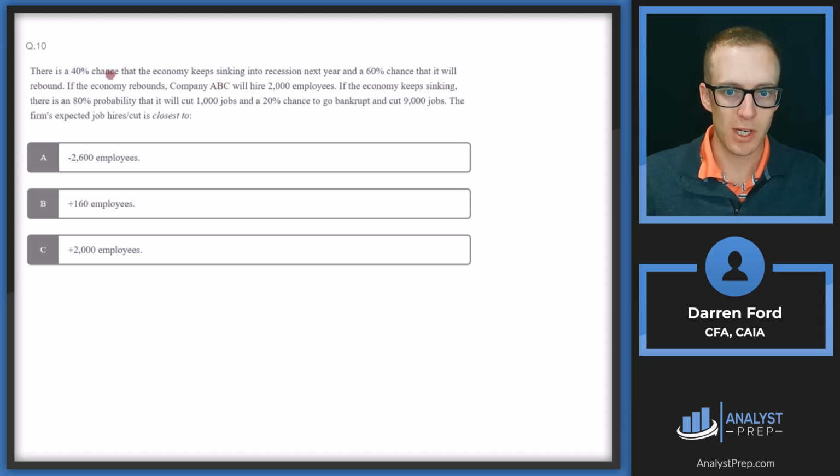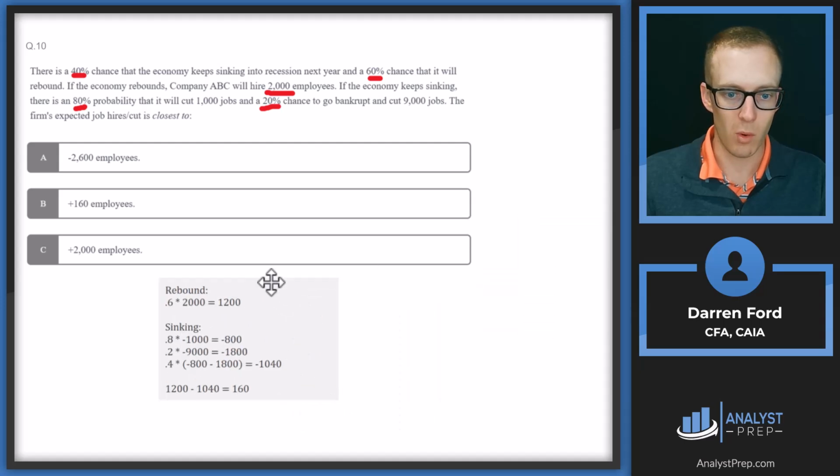So we have a 40% chance that we're sinking and a 60% chance that we'll rebound. So we're going to take this 60% chance that we rebound, we're going to apply this to the 2,000, and then we're going to take this 40% chance, and then we'll have to do one additional layer for this 80% and 20%. But let me pull in the numbers before we talk through it more. So we're taking a weighted average here. So rebound under this scenario, the overall expectation would be adding 1,200 jobs, since we're taking 60%, multiplying by adding 2,000 employees.